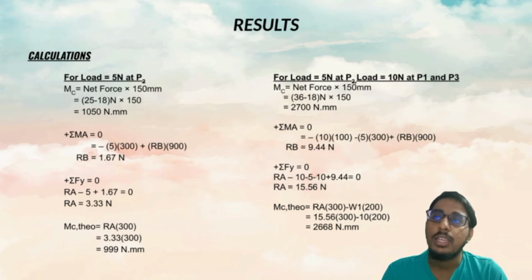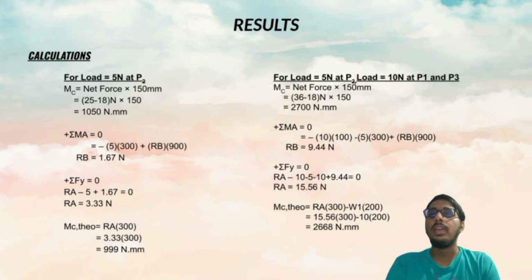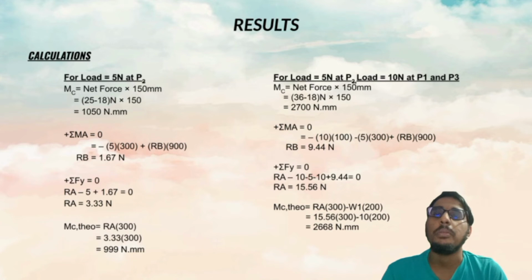Then we can find the value of RA and RB from the FBD, where we know that the summation of moment at A is equal to 0. Then we can find RB, which is 1.67 Newton, and then the summation of Fy is equal to 0, so we can find RA, which is 3.33 Newton. Then we can find the moment at C theoretical by RA times 300 mm, which is the distance from the point C. So we get the bending moment theoretical value, which is 999 Newton millimeter.